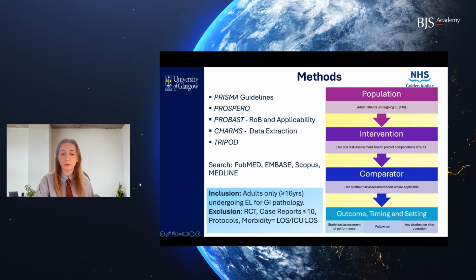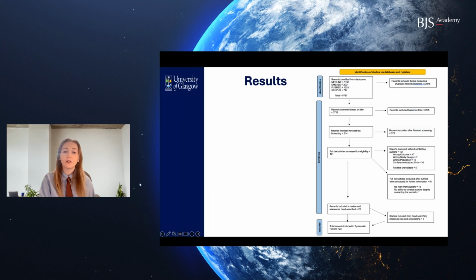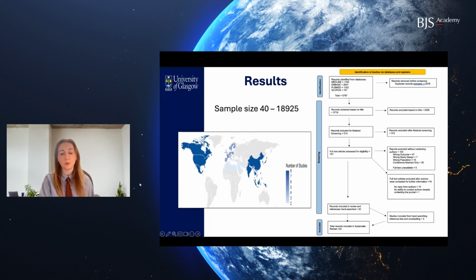We excluded randomized controlled trials, case reports, protocols, and we also excluded papers which reported our morbidity as ICU length of stay or length of stay. So the paper had to have one complication at least after an emergency laparotomy to be included. From this, we found almost 6,000 papers, and we ended up including 23 of them. The sample size was very variable, as was the geographical distribution of the papers, and actually 5 were from Europe and only 1 was from the UK.